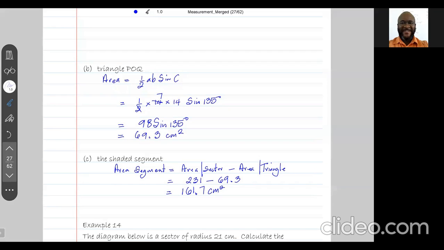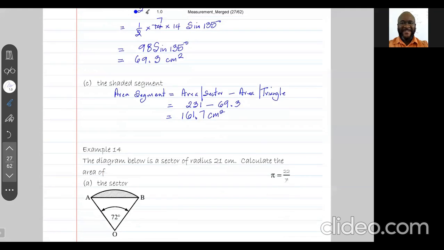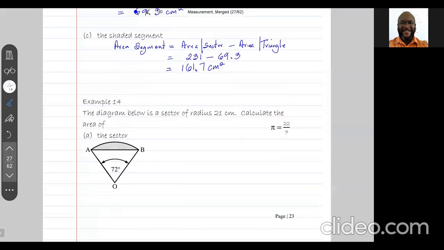All right, so next we're going to look at example 14. Same exact question, just different numbers. Now, example 14 says the diagram below is a sector of radius 21. So remember, the straight edges of your sector are radii of the larger circle. So the straight edge OB is the radius, so that's 21 centimeters. And the straight edge OA is a radius, so it is also 21 centimeters.